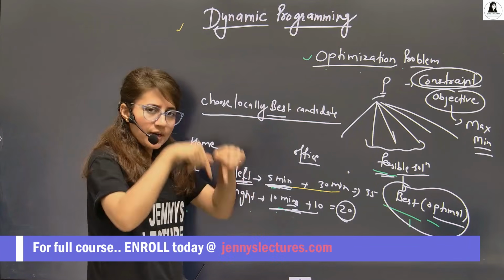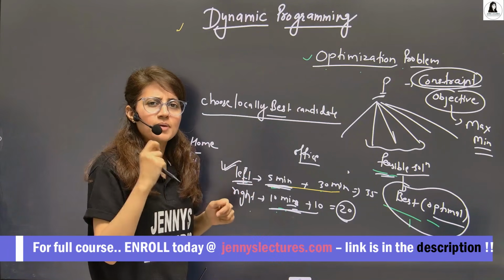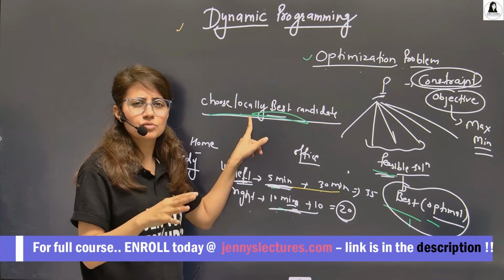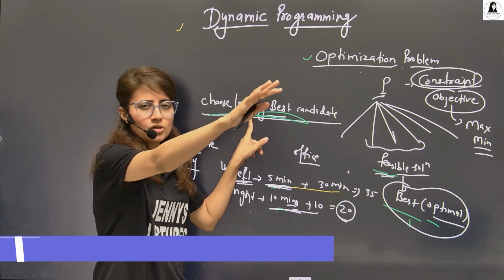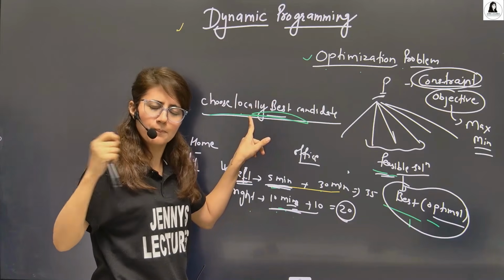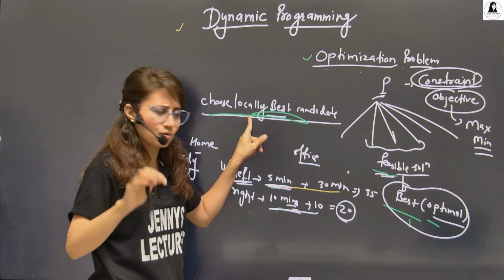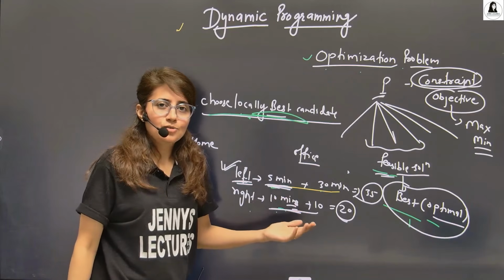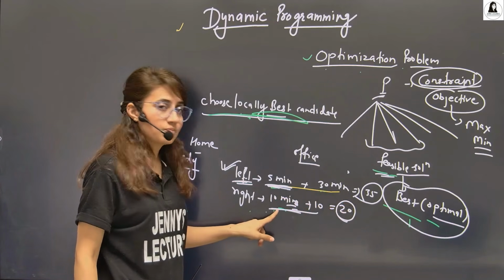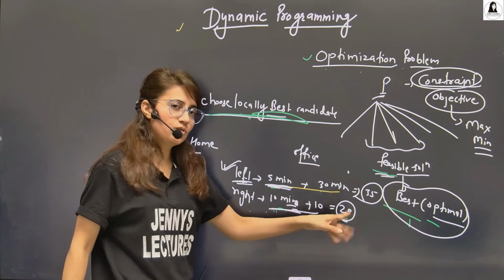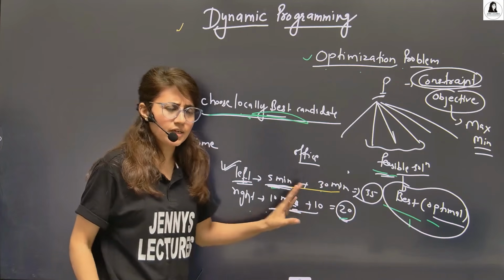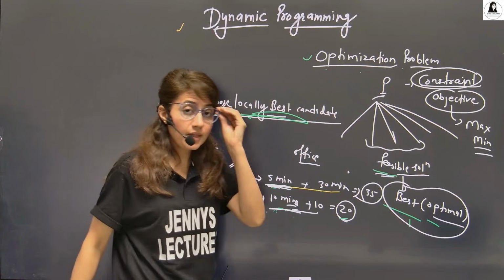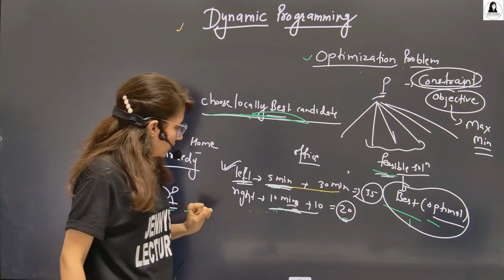Because locally, right now, at this signal, I will choose what is best at this point of time. I don't care about future consequences or the past. I'm being greedy at this point of time. But ultimately, it leads to 35 minutes, and if you had chosen the other route, it would have been 20 minutes. That's greedy. But for the same thing, if you apply DP, see how DP works.